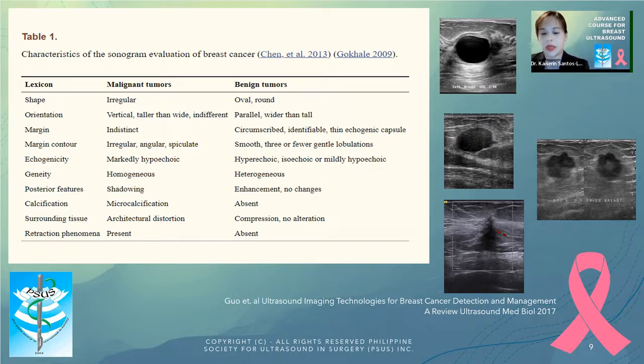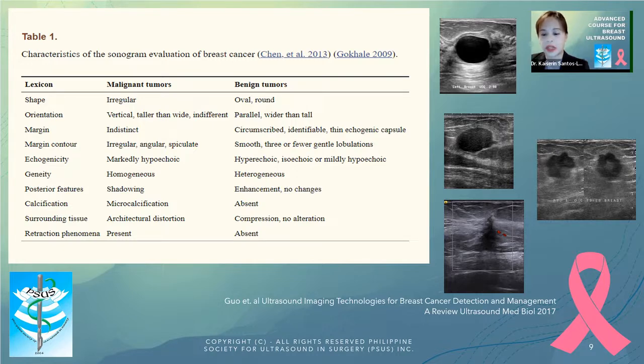For how different the tissues are within, it's either homogeneous or heterogeneous. Then we look at the posterior features. If they are with shadowing, they are mostly on the suspicious for malignant side. And if there are no changes or there is actually visible enhancement at the posterior area, they are benign.